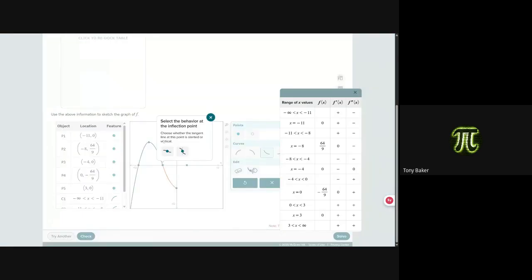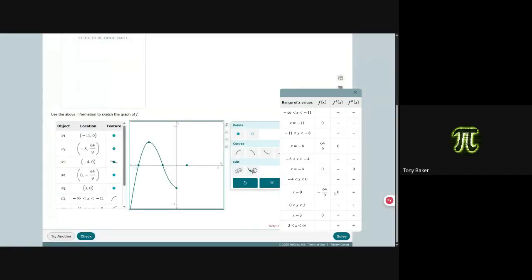Now, it says, okay, what's going on at this inflection point? That value right there will tell you what it's doing. If it's infinity, or if it doesn't exist, then it's this one. It's a vertical tangent line. If it's not, then it's a slanted tangent line. Because that means that at that point, the derivative didn't exist. So it was actually straight up and down.